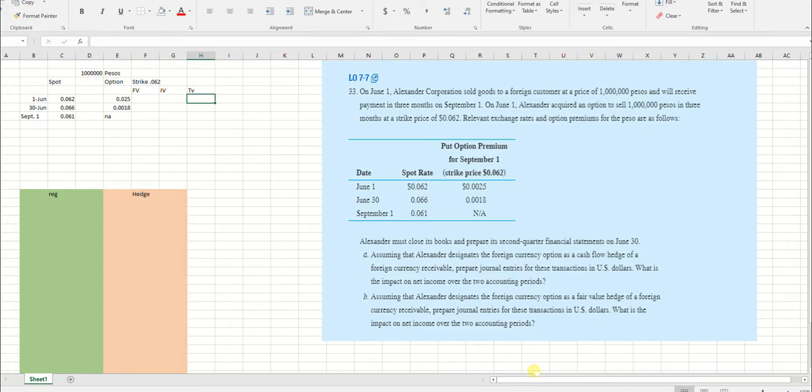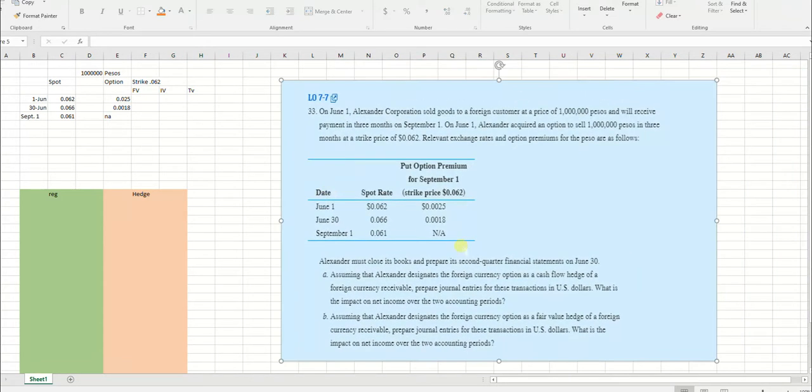All right, we're going to talk about problem number 33, which is about an option. So I would encourage you again to rewrite this. I've got my June 1st, June 30th, September 1st, 0.062, 0.066, 0.061, 0.0025, 0.0018, and NA. I've got a strike price of 0.062, that's kind of important.